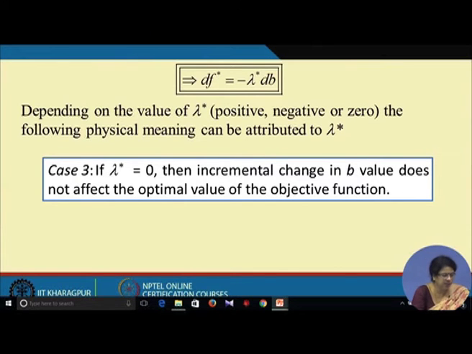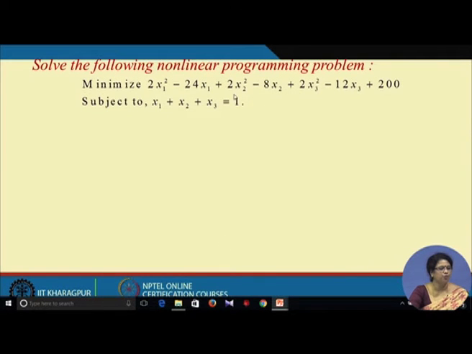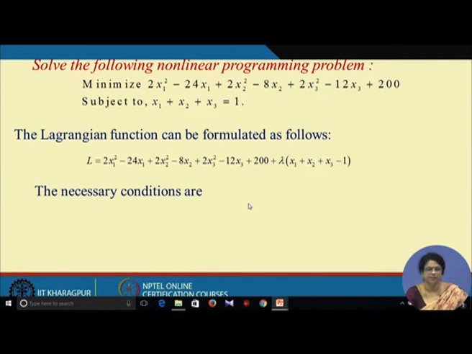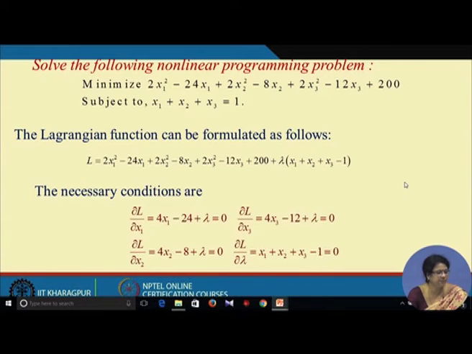Okay. Now, that is all about the interpretation of the Lagrange multiplier. Now, I am applying the Lagrange multiplier technique for a problem where we are having the equality type of constraint and several decision variables. Here I have considered only one decision variable. This is of minimization type, and this is a necessary condition for it.